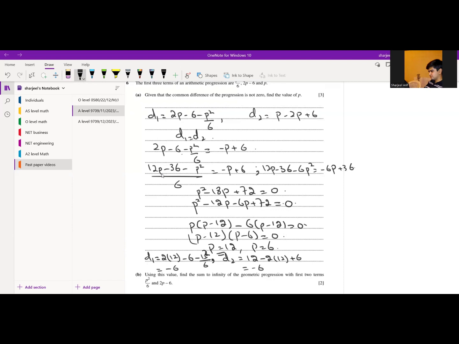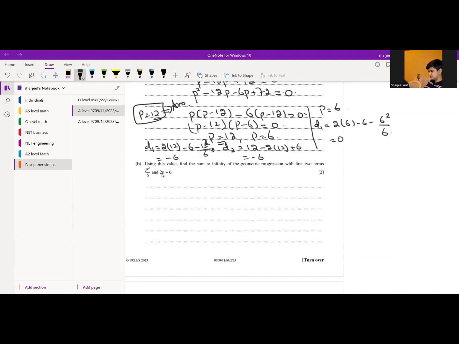So now we will check this for p equal to 6. When we substitute p equals 6 in d1, you will get d equals 0, which is not possible. So we can reject the value of p here. So we do not have to find d2 further. The difference cannot be 0. So the only answer is p equals 12. That would be our answer.